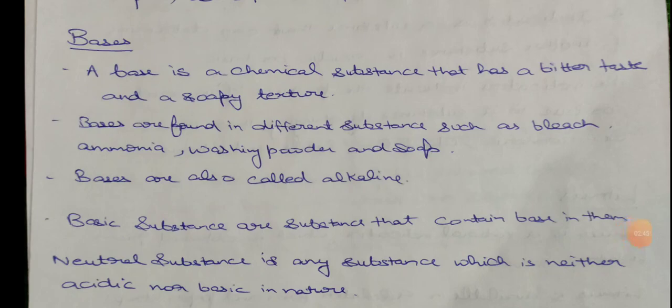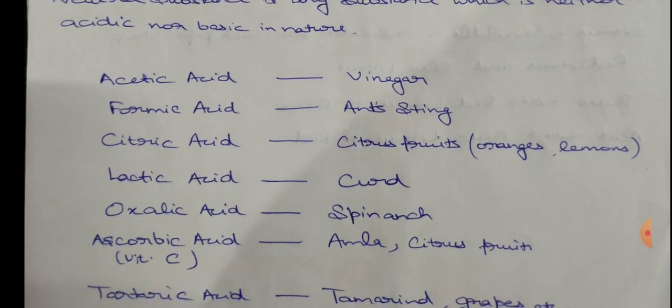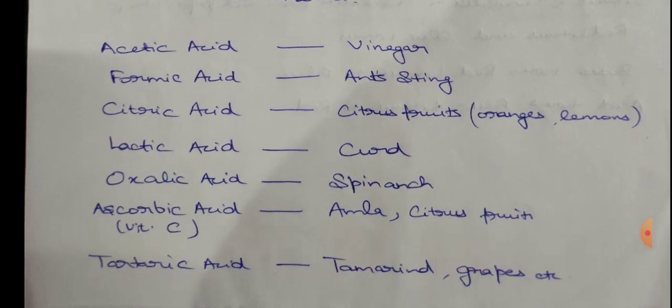Now let's take a look at some acids that are present in some substances, that means natural acids. The first one is acetic acid. It is found in vinegar. The second one is formic acid. It is found in ants' sting. Third one, citric acid. It is found in some citrus fruits like oranges and lemons. Lactic acid, another important one, is found in curd.